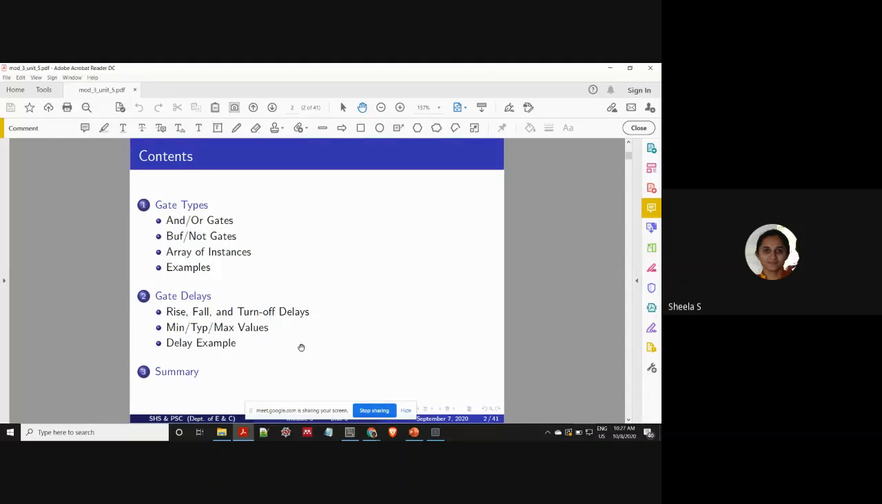So to avoid all those things, we will introduce some delay and simulate and check whether after this delay I get a proper output or not. Those things are considered in this module. First, let us understand what the basic gates available are, and then how to give delay and how to check the output or how to analyze the output. Only these things are present in this unit.